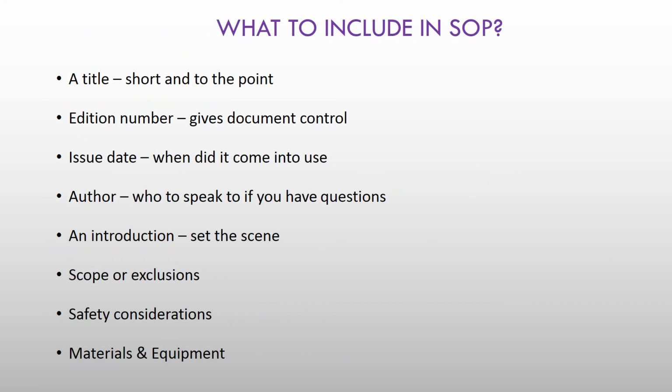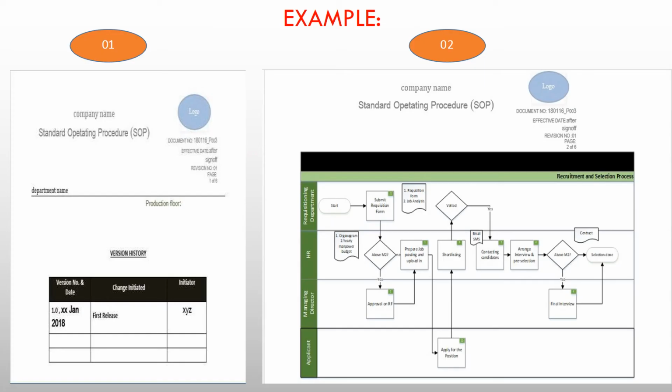What to include in SOPs? We need to mention the title, which should be short and to the point. Edition number, which gives the document control, then issue date, when it came into use, then author, who to speak to if you have a question. Then introduction, to set the scene, then scope or exclusions, then safety considerations. Last are the materials and the equipment. This information we need to mention in the SOP.